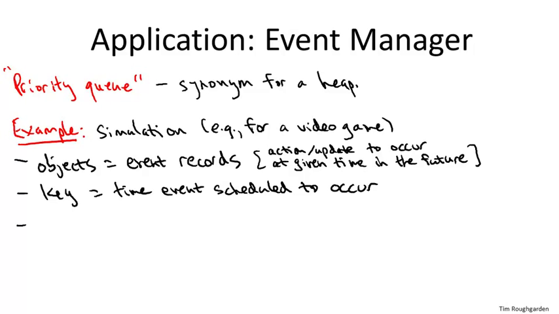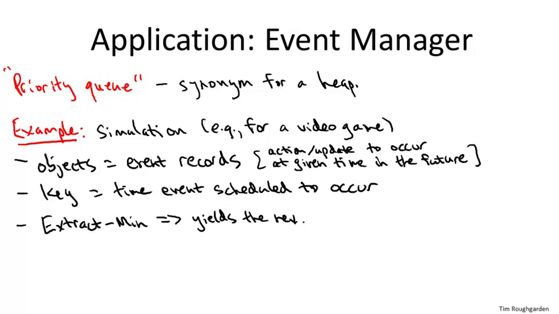So again, that light bulb should go on and you could say, maybe a heap is just what I need for this problem. And indeed it is. So if you're storing these event records in a heap, with the key being the timestamps, then when you extract min, the heap hands for you on a silver platter using only logarithmic time exactly which event is going to occur next.